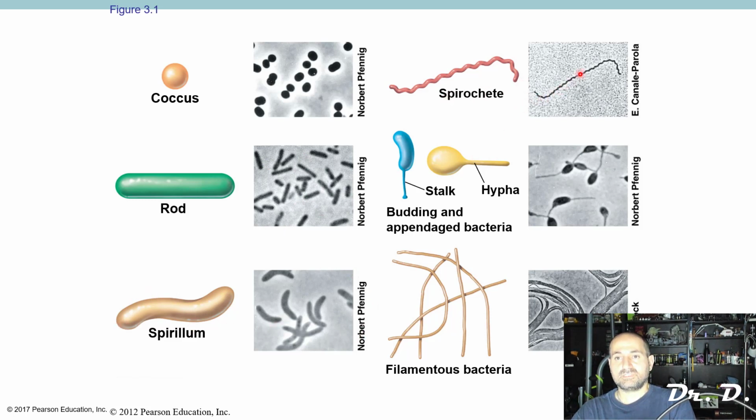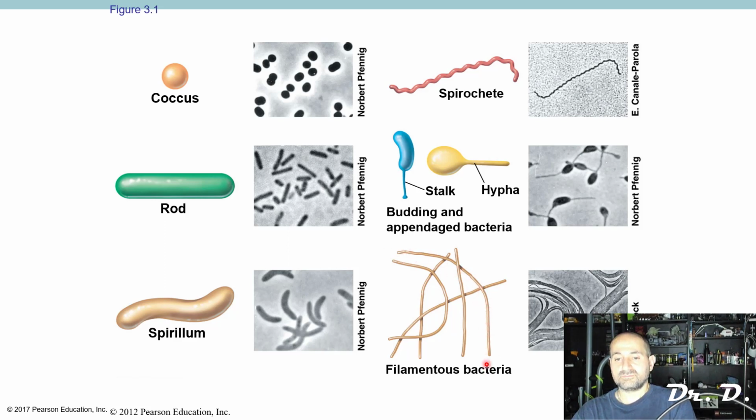Spirochetes, these are even more spiral shaped. They're longer. An example would be syphilis, which is a spirochete. And then there are bacteria with appendages like stalks or hyphae. And there are filamentous bacteria with hyphal shape. These bacteria consist of elongated cells. Actinomycetes is an example. We're going to learn about that later in the semester.